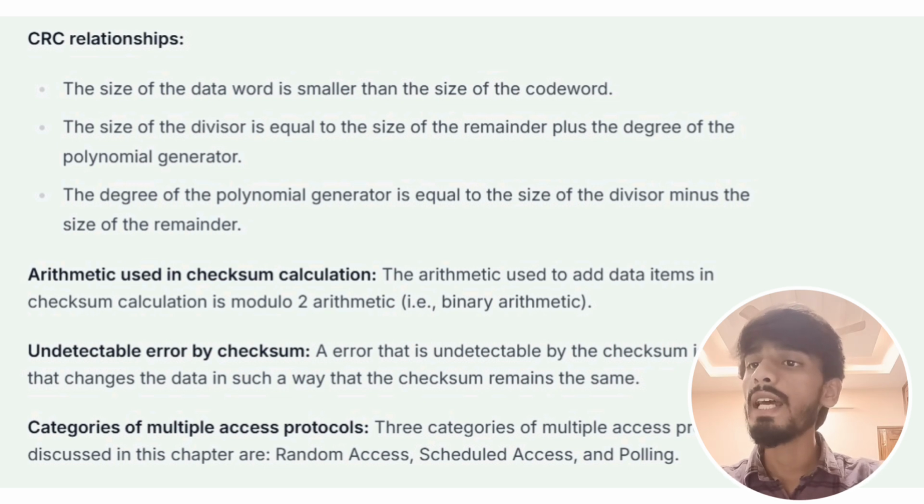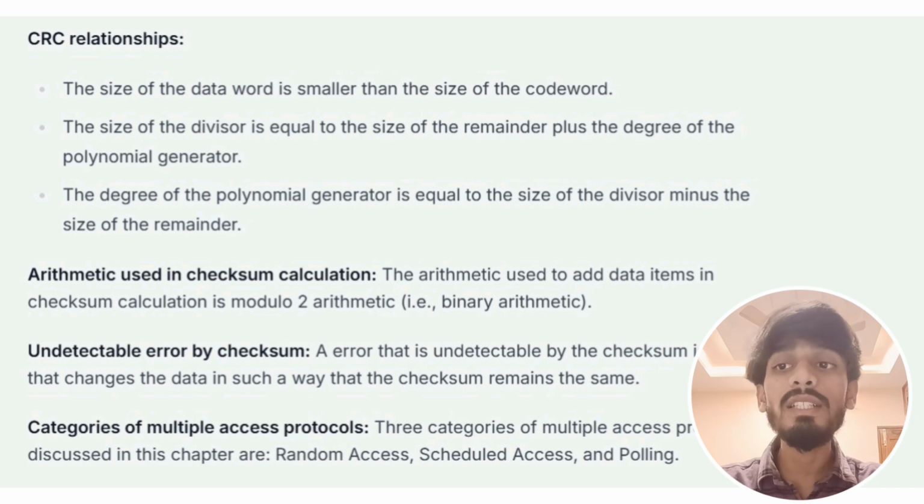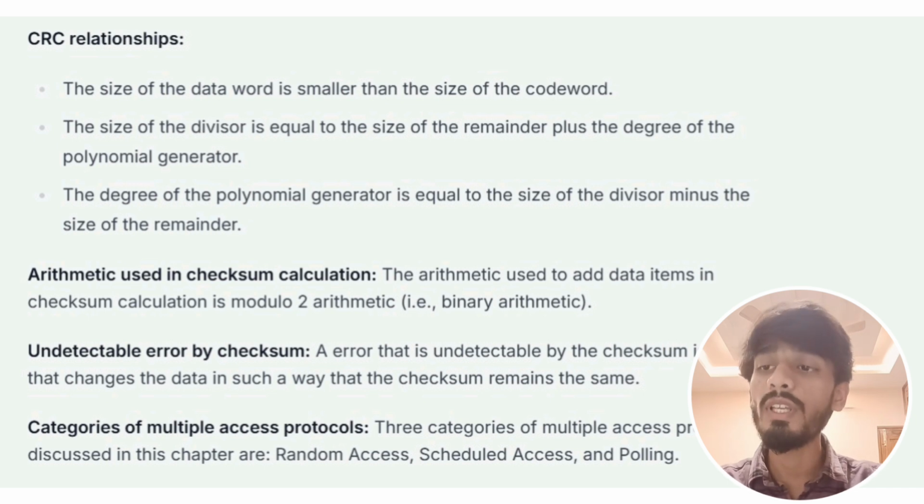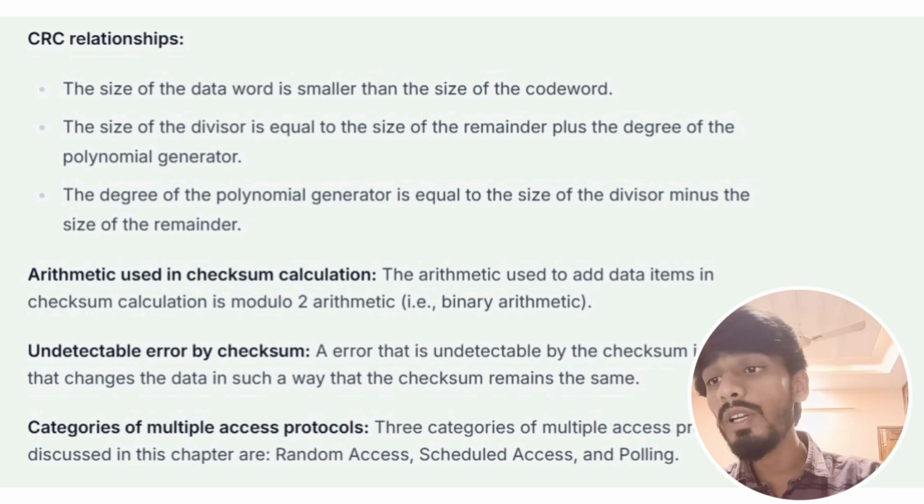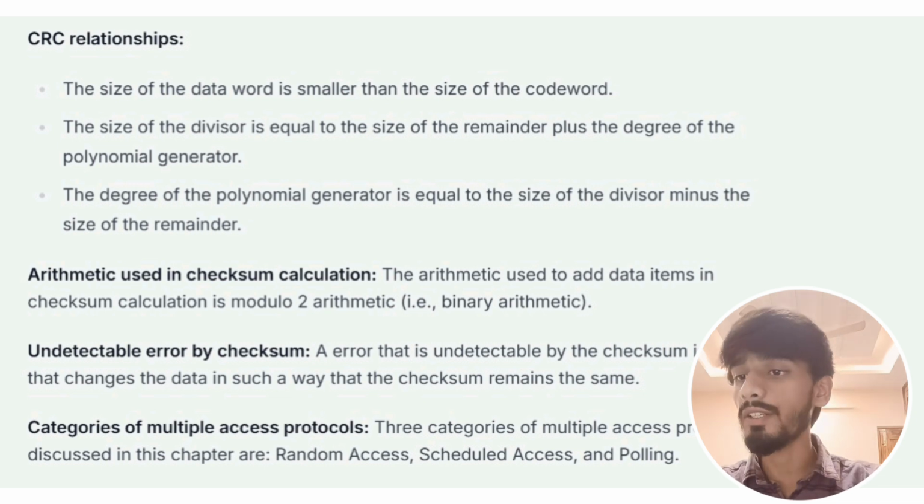So, the relationships will be: the size of the data word is smaller than the size of the code word. Next, the size of the divisor is equal to the size of the remainder plus the degree of the polynomial generator. Next, the degree of the polynomial generator is equal to the size of the divisor minus the size of the remainder.